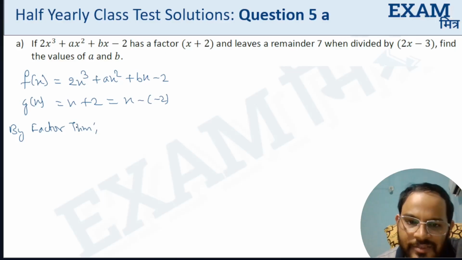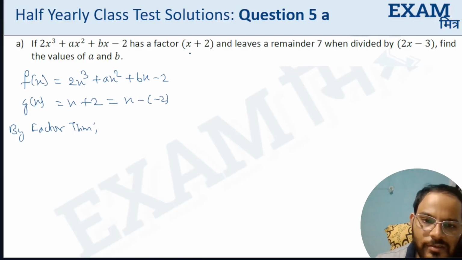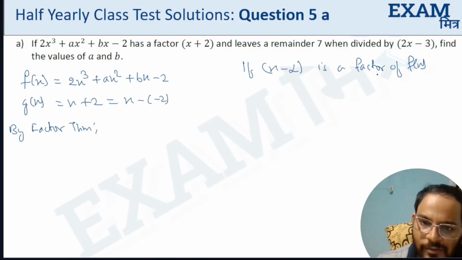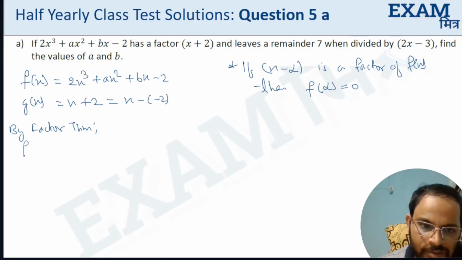Now by factor theorem, what does the factor theorem say? If x minus alpha is a factor of f(x), then f of alpha must be 0. So this is the statement of factor theorem. So we are just using this theorem. Here the factor is x minus of minus 2, that means the value of alpha is minus 2. And since this is factor of f(x), f of minus 2 must be 0.